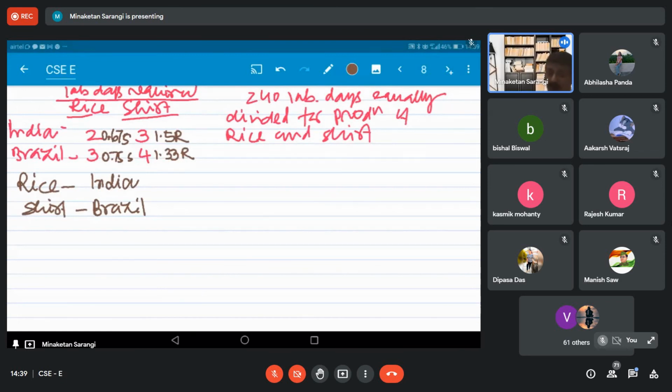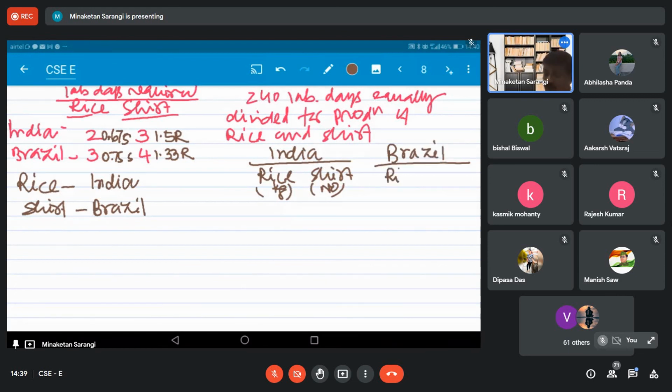Now, we'll discuss the trade between the two countries. We'll go before trade and after trade. I am taking the situation where India is producing rice and sat, rice in kg. Similarly, Brazil is producing rice, kg, and sat.